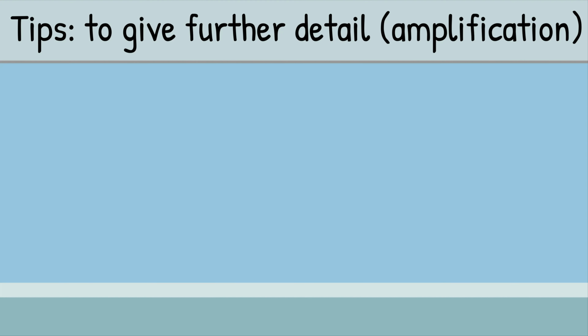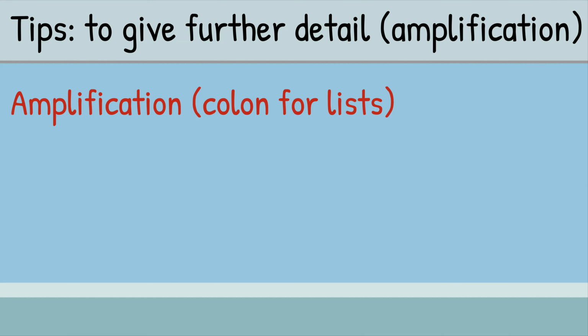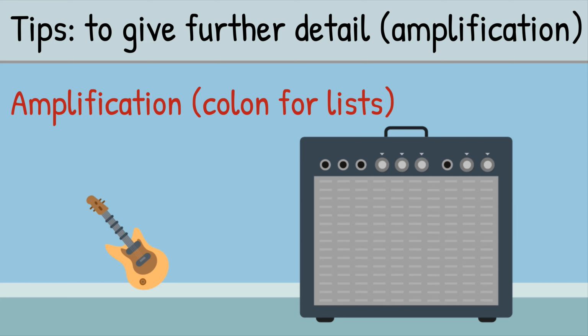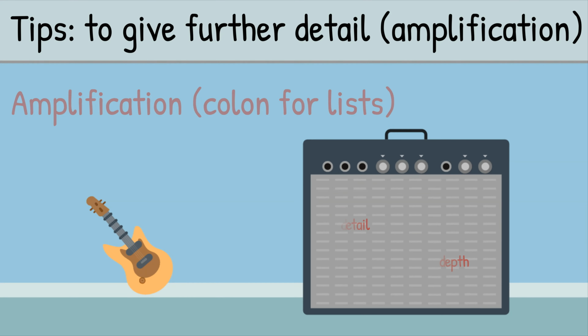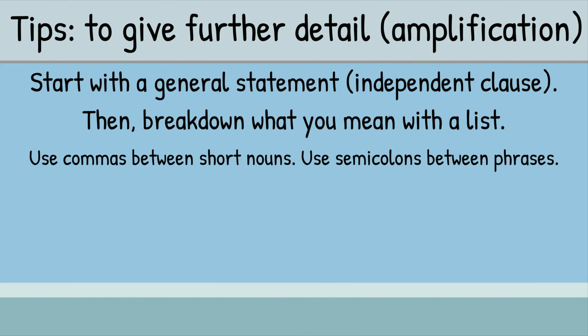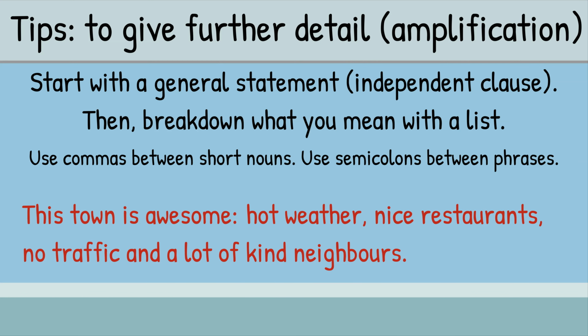We can also use a colon for lists in sentences. Sometimes this can be called amplification. What it essentially does is to take a general statement and give more detail and depth to it. In this way, we can also use a colon and a few semicolons in one single sentence. You need to start with a general statement that is an independent clause, and then give more detail with a list. In your list, use commas between single words or short phrases and use semicolons between longer phrases.